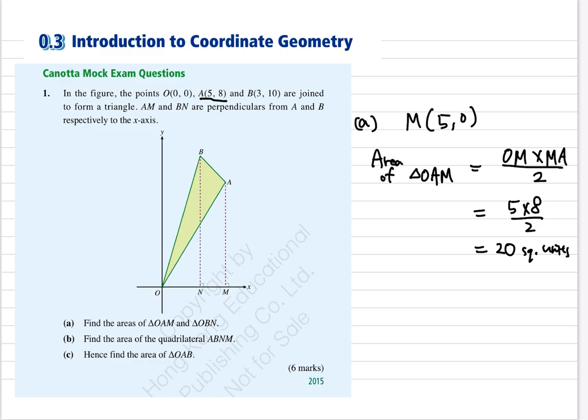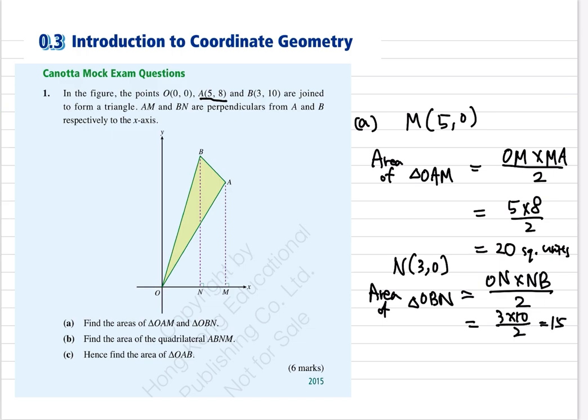And also, if you want to find the area of triangle OBN, similarly, you can say that I know the coordinate of N is 3 and 0. So the area of triangle OBN is ON times NB over 2. So you get 3 times 10 over 2, which is 15 square units.